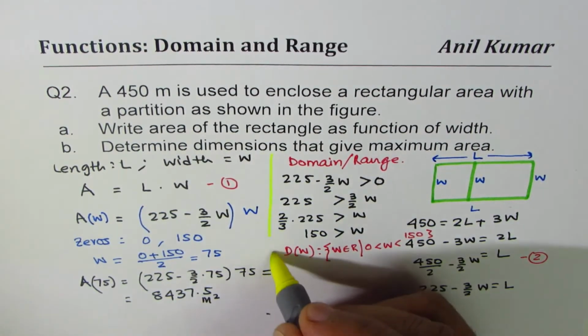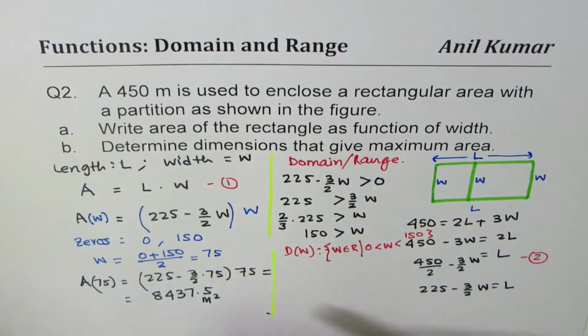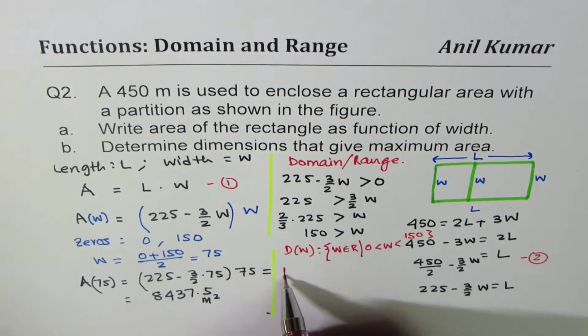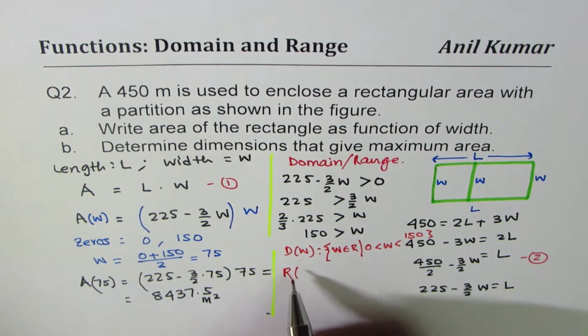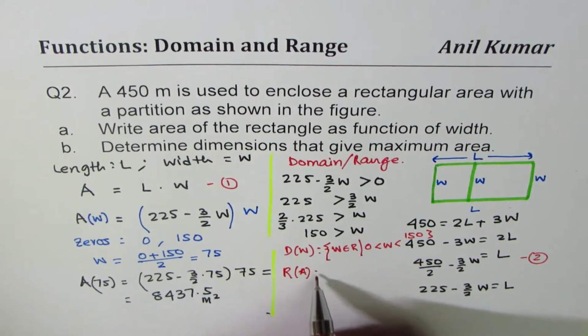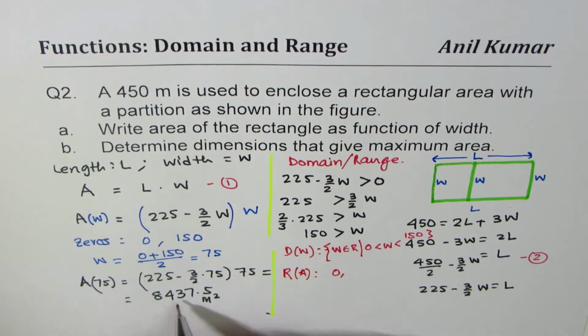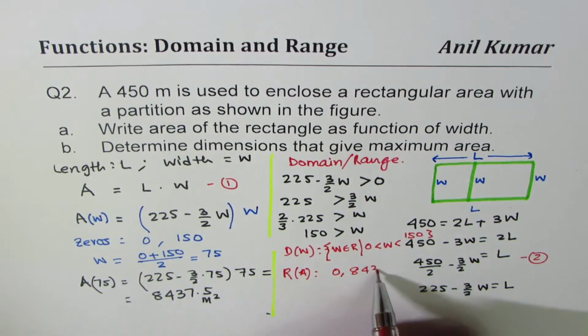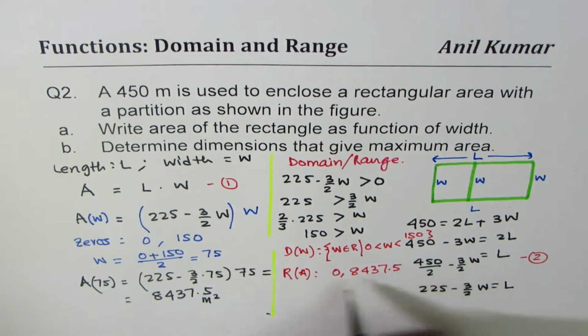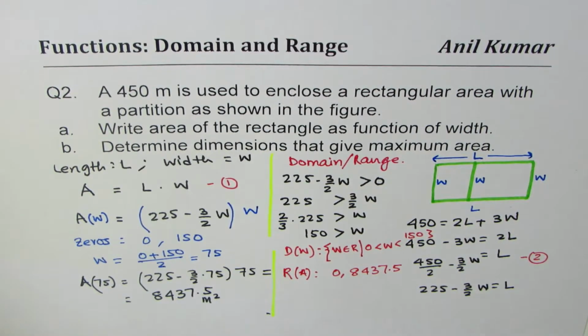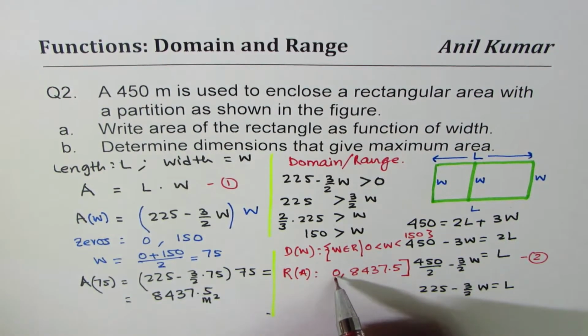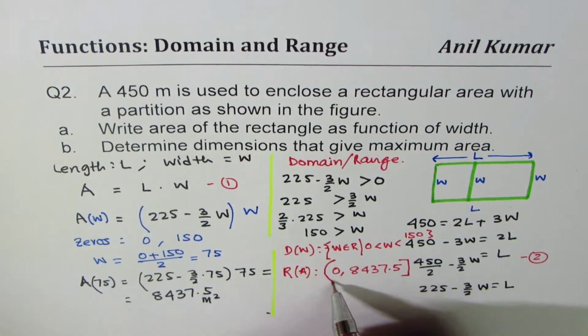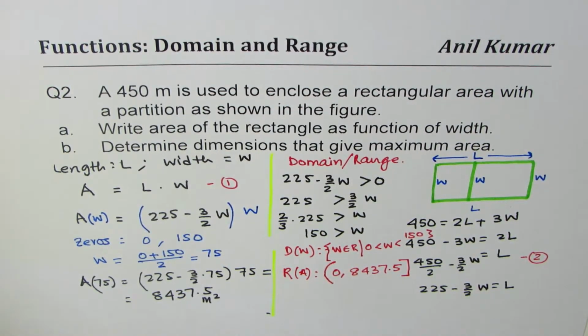With this, we can write the range also. So we say range, which, as far as the area is concerned, let me use different notation, is from 0 to 8437.5. Is it okay? So that is the maximum area. Now there could be a debate whether I should include 0 or not. Most of the time we don't include 0, most of the time. Okay, so that is what it is.